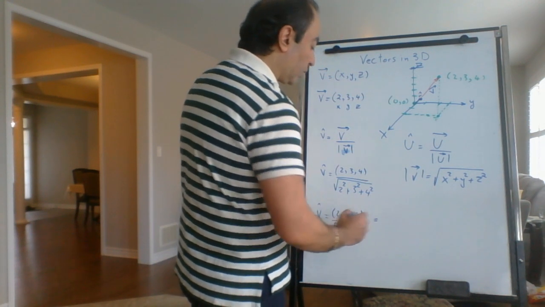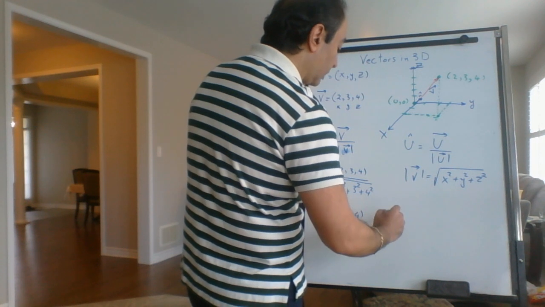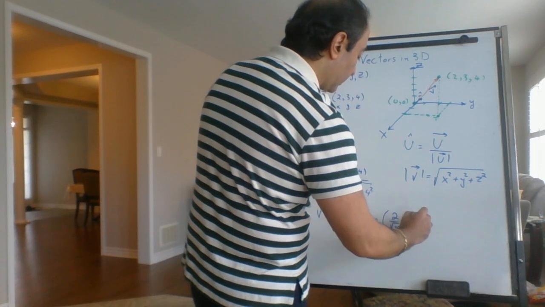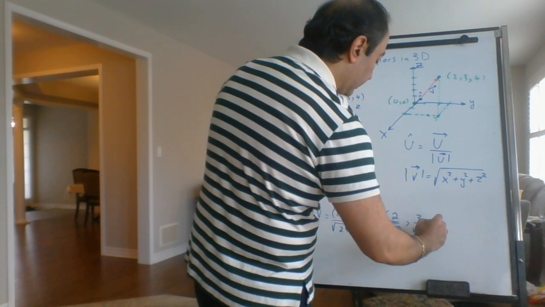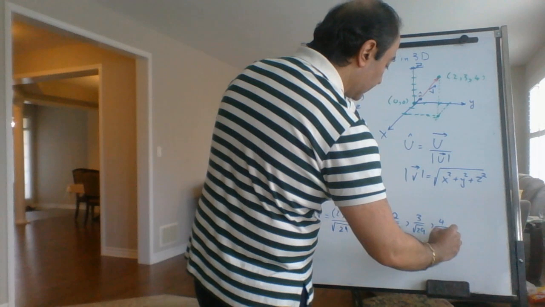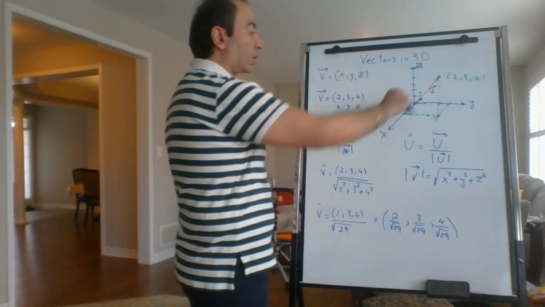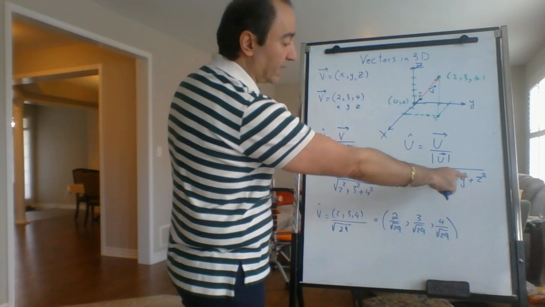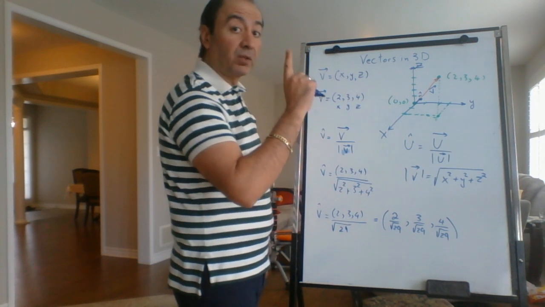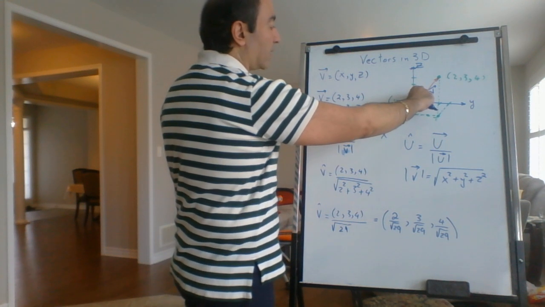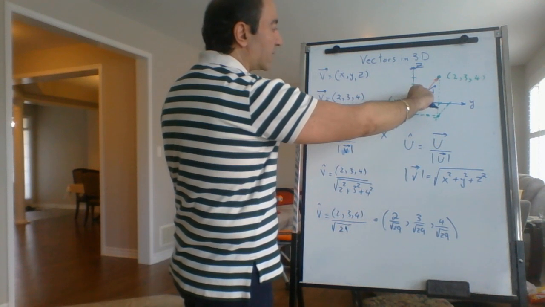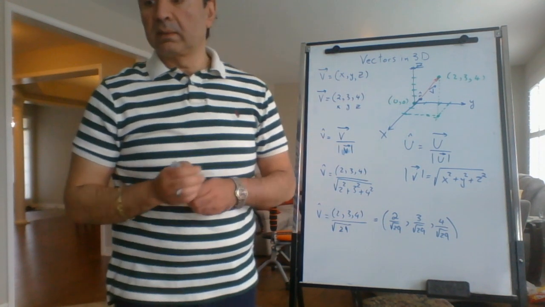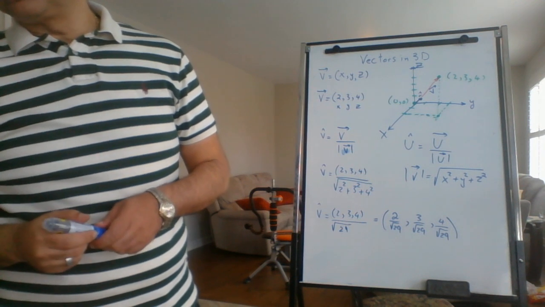So now we know that the unit vector v will have the components x, y, and z as 2 over square root of 29, 3 over square root of 29, and 4 over the square root of 29. These are the coordinates of the unit vector. This vector has a magnitude of 1, so if you square those and add them like this and take the square root, you will get 1 unit. It has the same direction as vector v. Okay, so this is the unit vector algebraically.